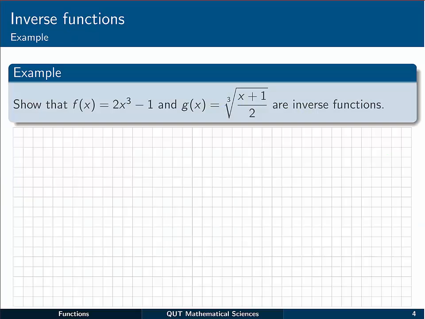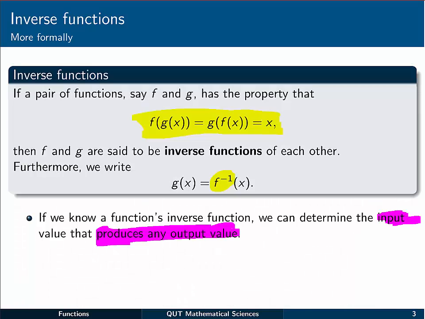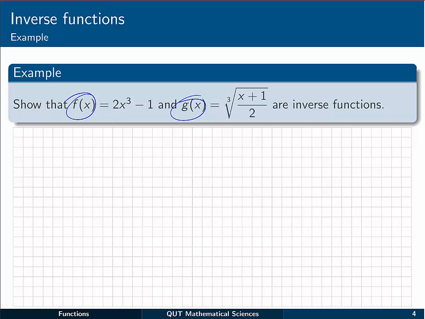Before we actually look at finding an inverse function, let's see if we can check or verify that two functions are inverses. Here we're asked to show that f of x and g of x are inverse functions of each other. To do this, we need to go back to the definition, which says that f of g of x must be equal to g of f of x, and they must both be equal to x. Pause the video now and have a go at this one yourself. Figure out what f of g of x is, g of f of x is, and show that they're equal to x.